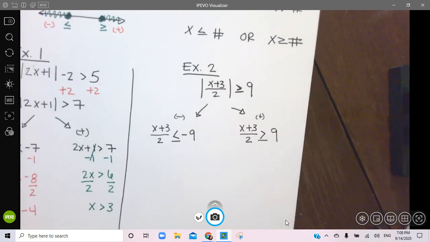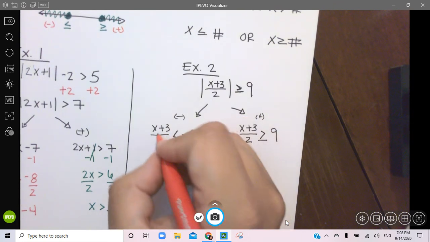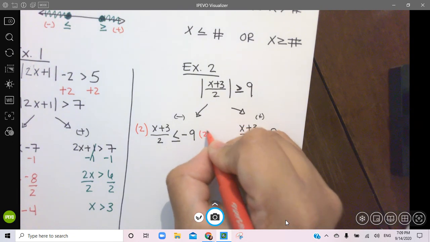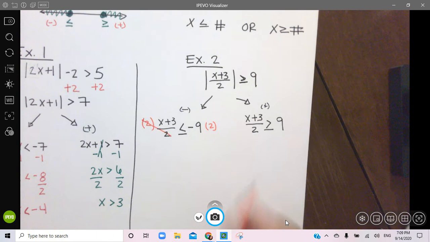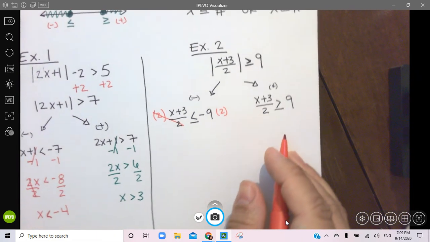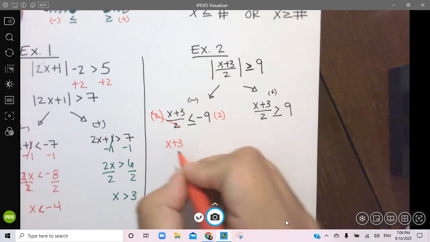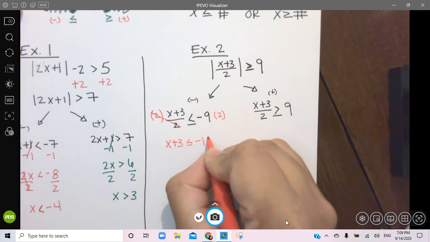Okay, so now I'm going to go ahead and solve. So I want to move the 2 over. I'm dividing, so I have to do the opposite. So I'm going to multiply by 2 on both sides. So my 2 and my denominator are going to cancel out. And I'm left with x plus 3 is less than or equal to negative 18.